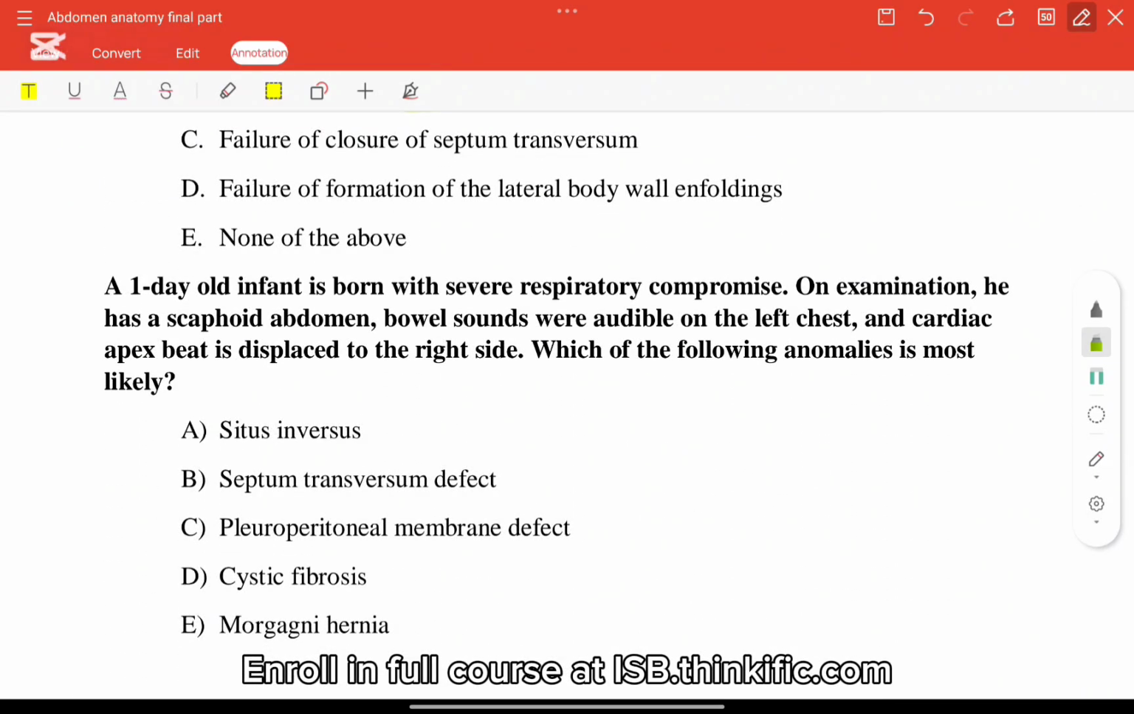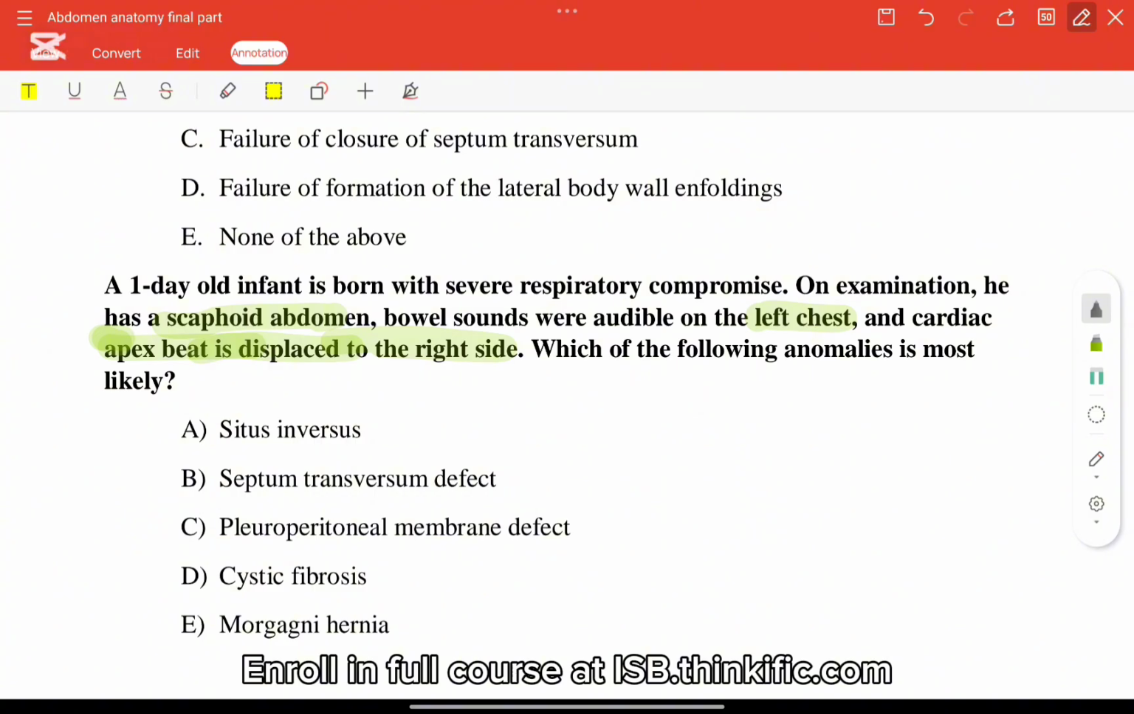A one-day-old infant is born with severe respiratory compromise, that's at birth. On examination, he has a scaphoid abdomen, bowel sounds are audible on the left chest, and cardiac apex beat is displaced on the right side. So again, this is a diagnosis of Bochdalek. Because when herniation occurs on the left, you will hear bowel sounds on the left, and they will push the heart towards the right.